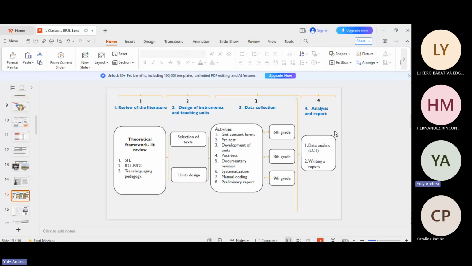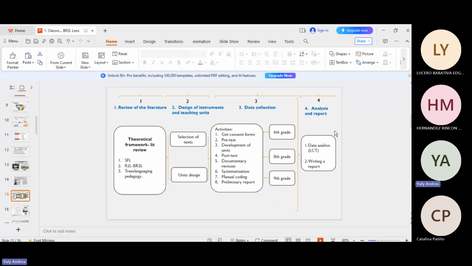In the second stage, I selected the text based on the contents that are provided in the suggested curriculum, and I adapted the text. Sometimes I have to write them following the models that are provided by the genres in the first chart that I showed you. And after that, I design some units based on those texts. I will show you some examples later.